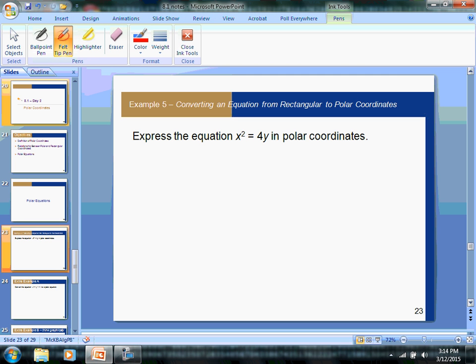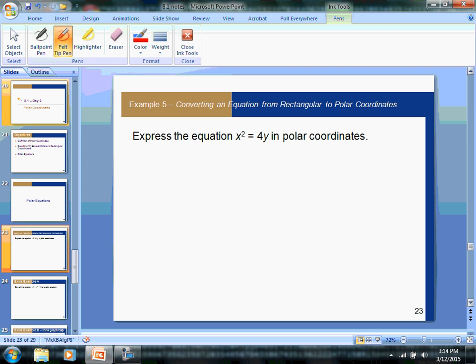equals 4y, and that is a traditional rectangular equation. If we solved that for y, that would be a parabola. Okay, and we're going to convert it now into polar coordinates.